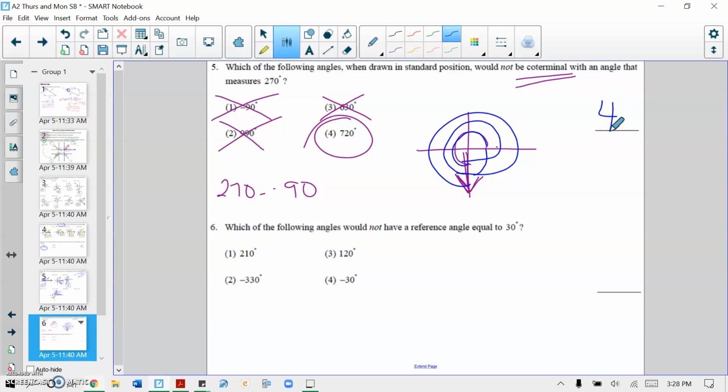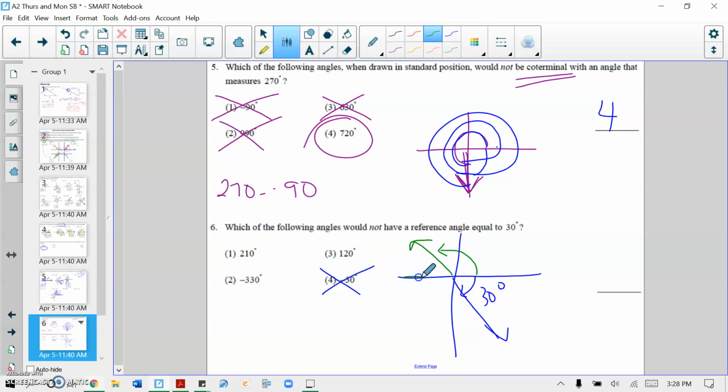All right, which of the following angles would not have a reference angle equal to 30 degrees? So you just draw out your picture, okay? If I'm doing negative 30 degrees, that is its own reference angle, right? So it's definitely not that one, okay? If I do 120, 120 degrees is going to be like this. Well, if the whole thing is 180, 180 minus 120 is 60 degrees, so that doesn't work.